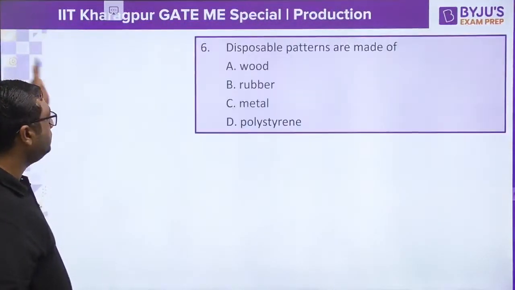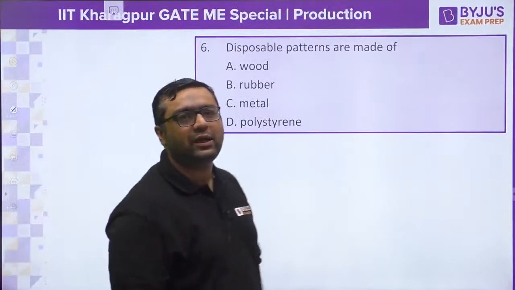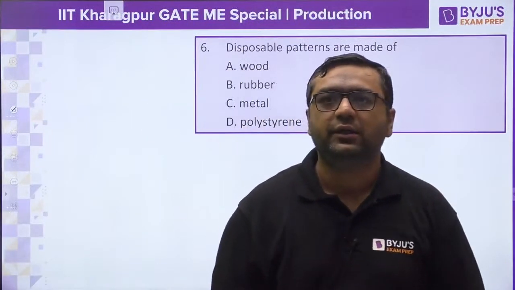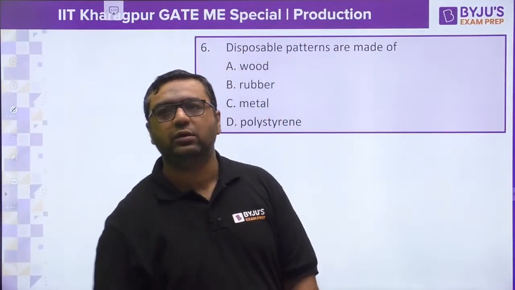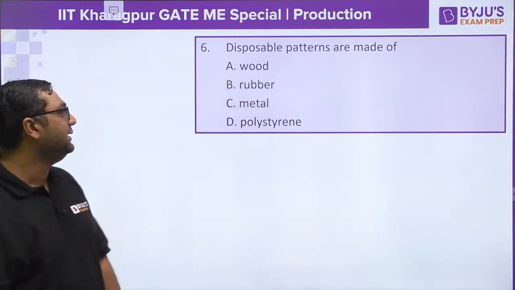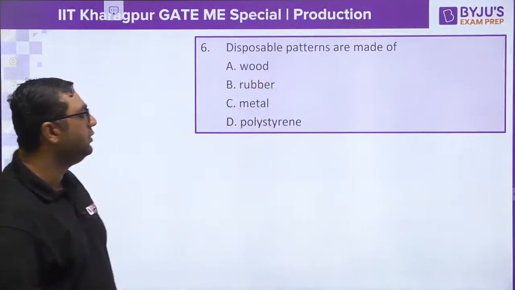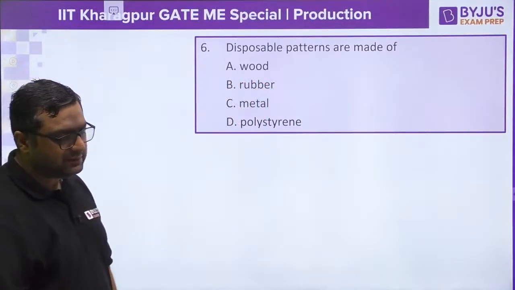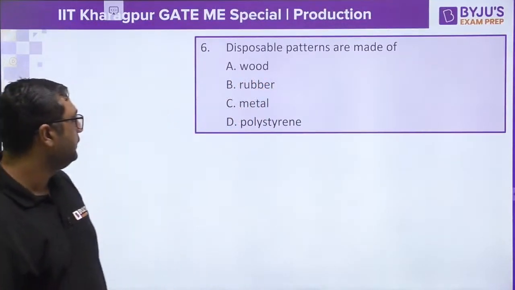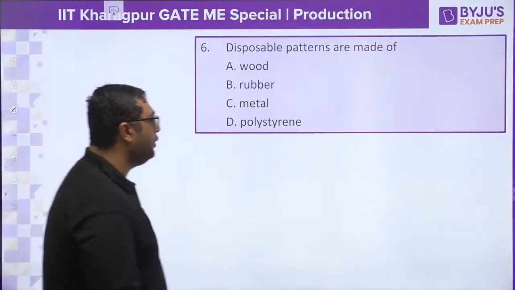So guys, now we are entering into the casting questions. Kishan, very good. Parvinder, very good. This is the casting question. Disposable patterns are made up of wood, rubber, metal or polystyrene.